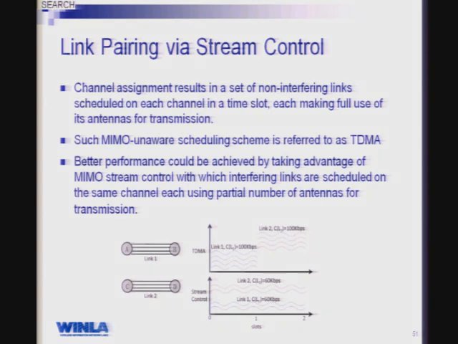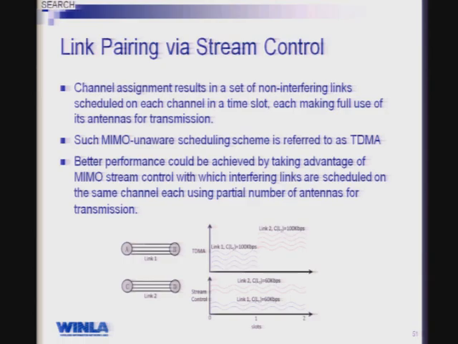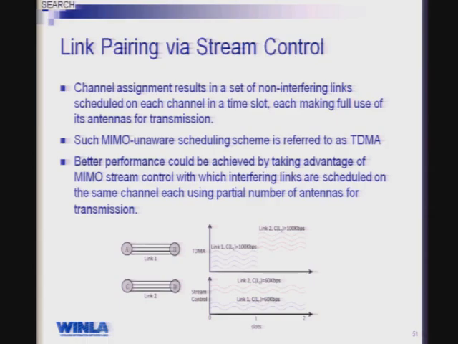There are two links interfering with each other. If we use TDMA, in one slot link one transmits with all its antennas, and in the other slot link two transmits with all its antennas. So the throughput in this case would be 100K. However, if we transmit two streams here and two streams here, and on each link the rate will be 60K, then the total will be 120.